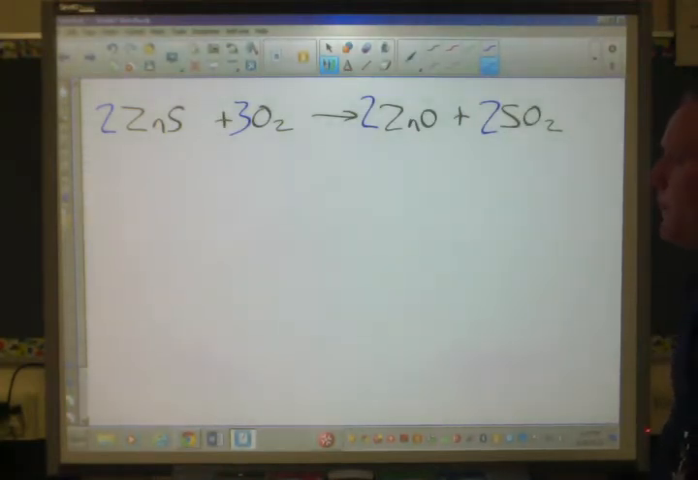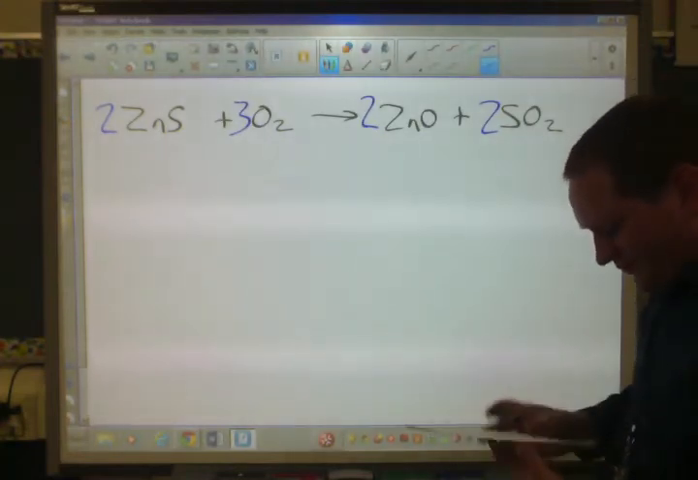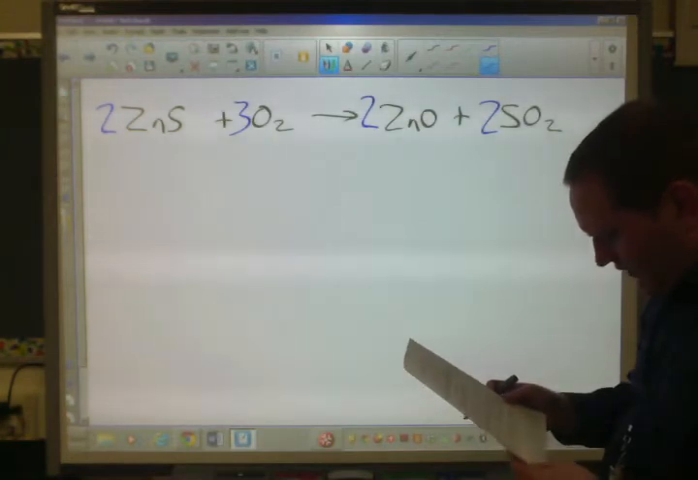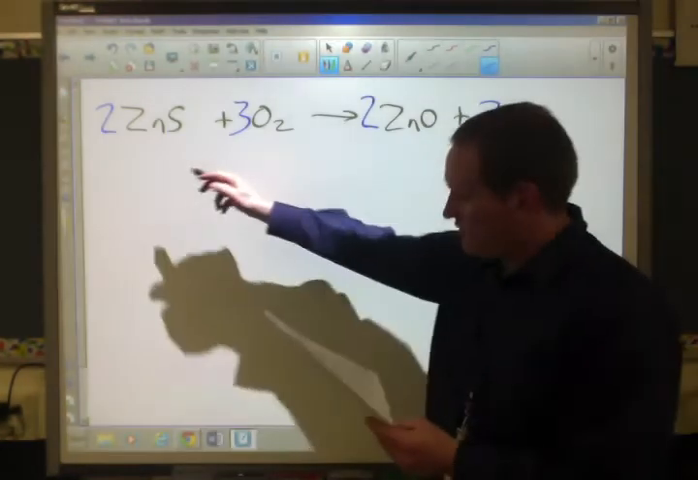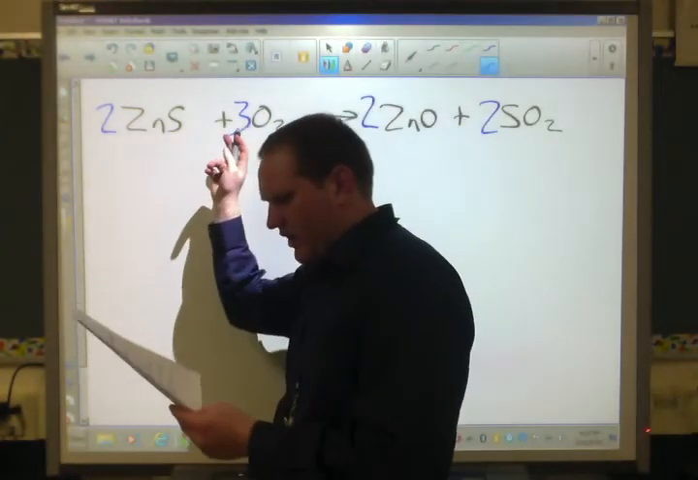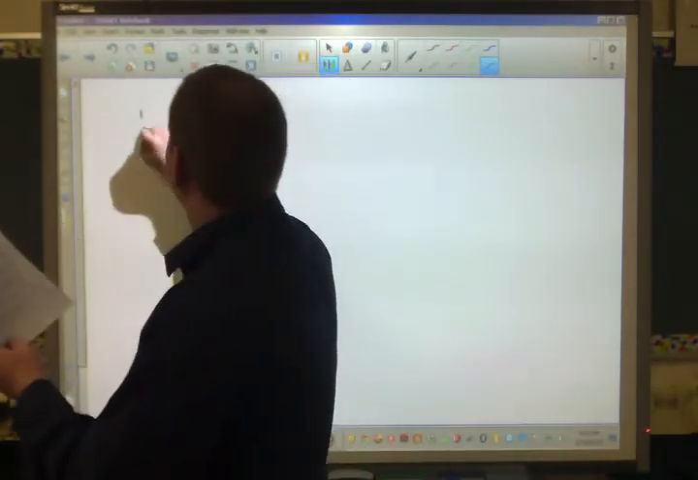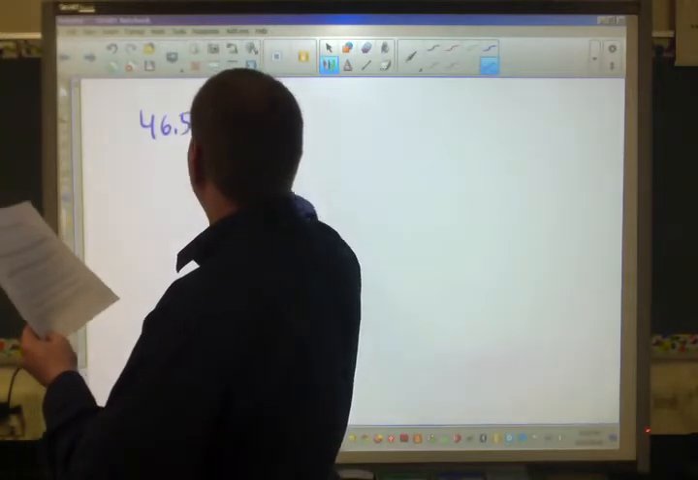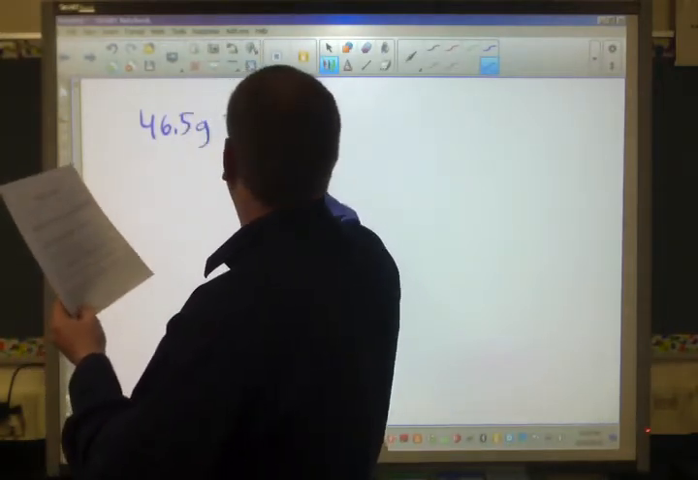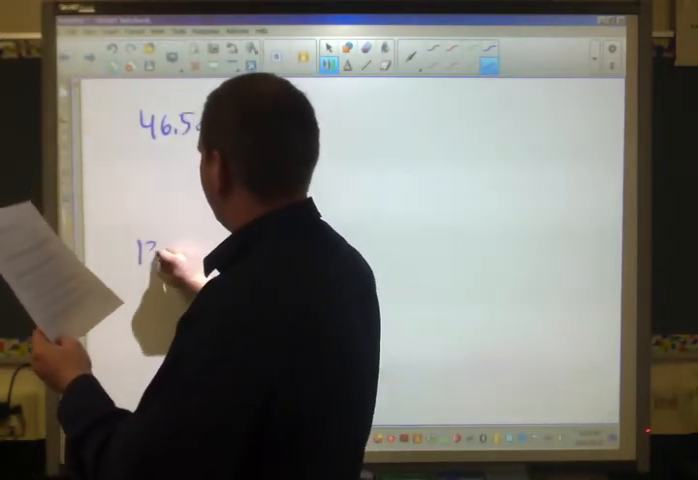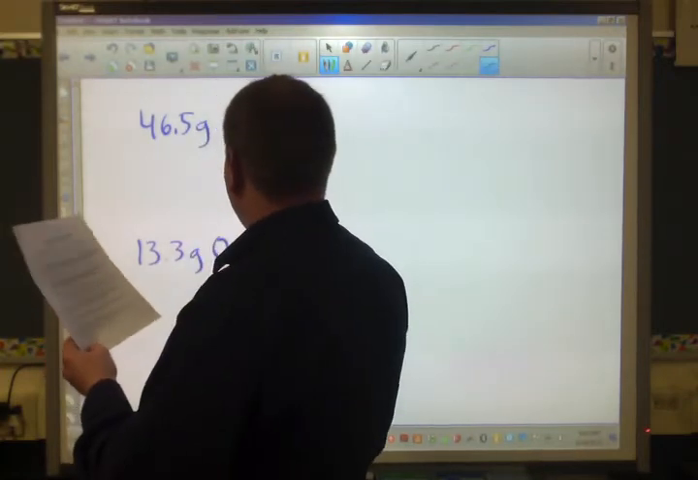Alright. Let's hope our limiting reactant is zinc sulfide, because this will be really easy. Let's hope it's not oxygen. In fact, either way, we're going to have to do the math, so let's just get to it. So I'm given 46.5 grams of this and 13.3 grams of this, so I need to convert both into moles. 46.5 grams of zinc sulfide, and I have 13.3 grams of O2.